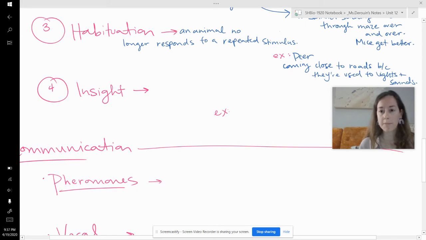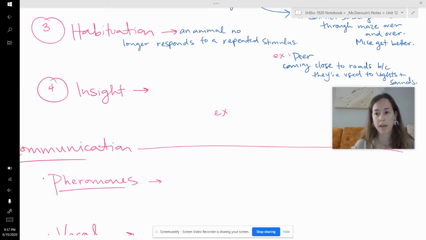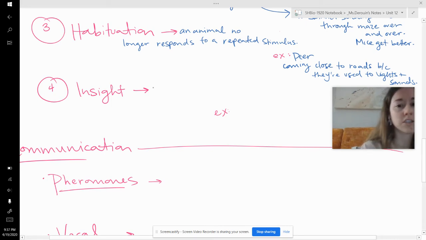Okay. And then the last one is insight learning, which is a pretty interesting situation. And that is when an animal is given a set of tools or an array of things and uses them correctly the first time. So this is doing something right the first time.